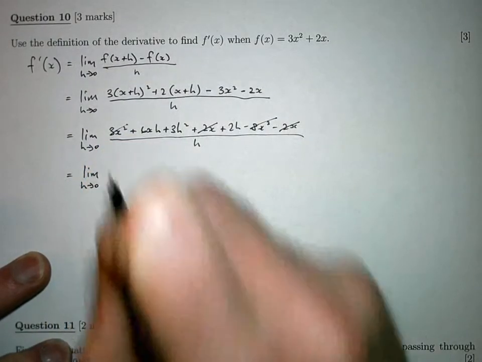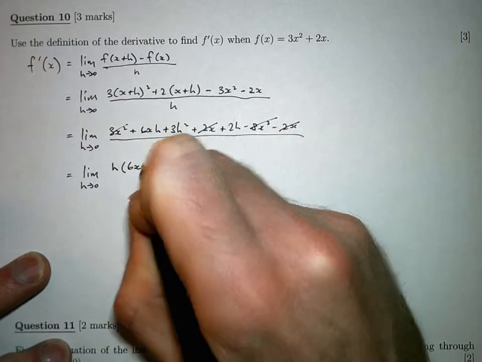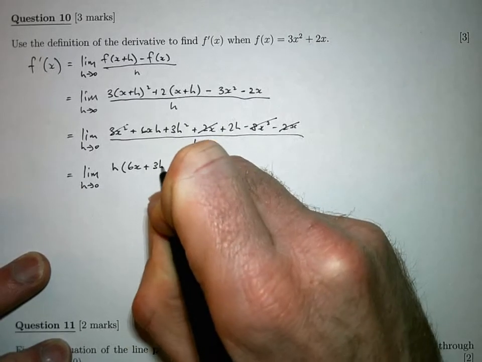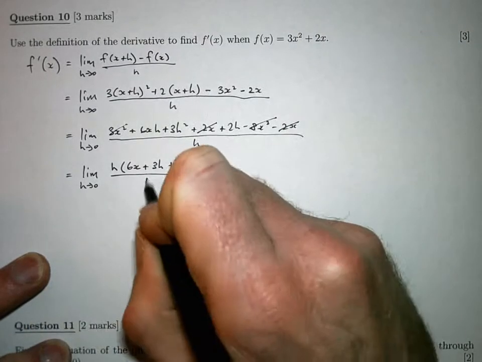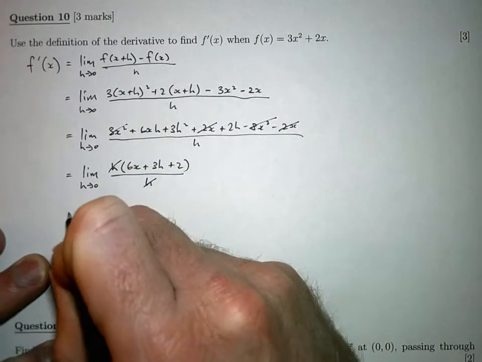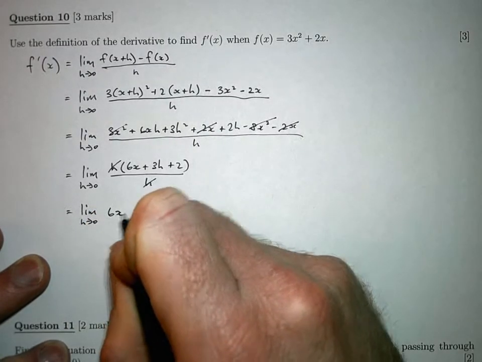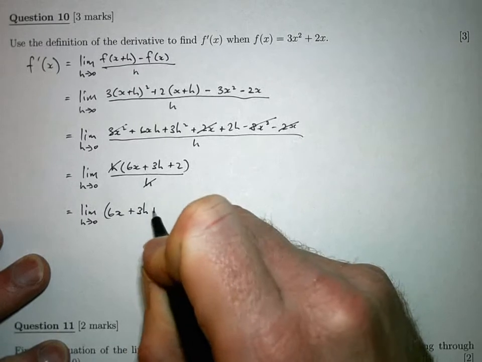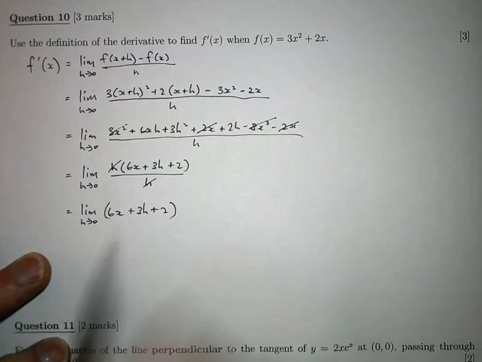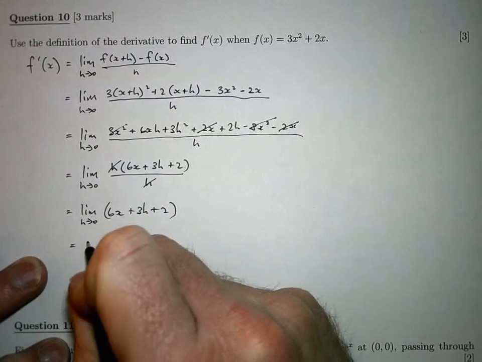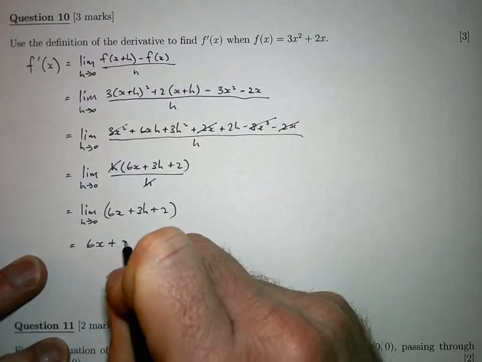We've got the limit as h approaches 0. On the top we're going to factorize out an h. We end up with a 6x plus 3h, one of the h's is gone, plus 2. Of course all divided by h, and now we can cancel the h's, and we're simply left with the limit as h approaches 0 of 6x plus 3h plus 2. It's a nice continuous function at h equal to 0, so we can simply substitute in the 0 there, and we're left with 6x plus 3 times 0 disappears, plus 2.